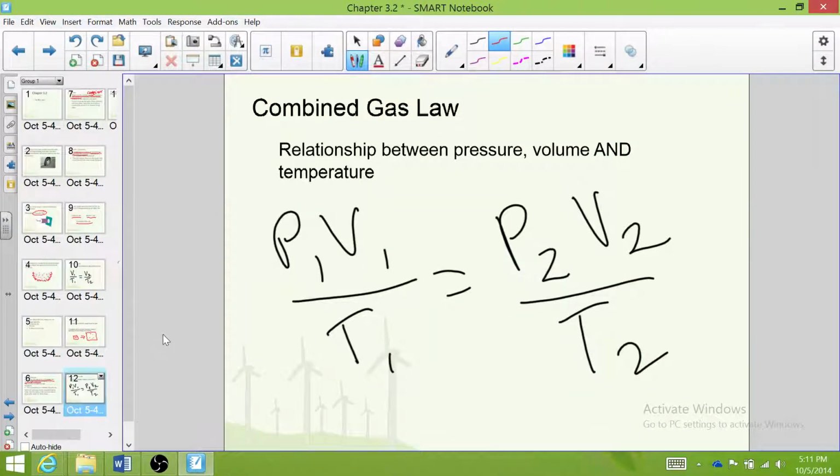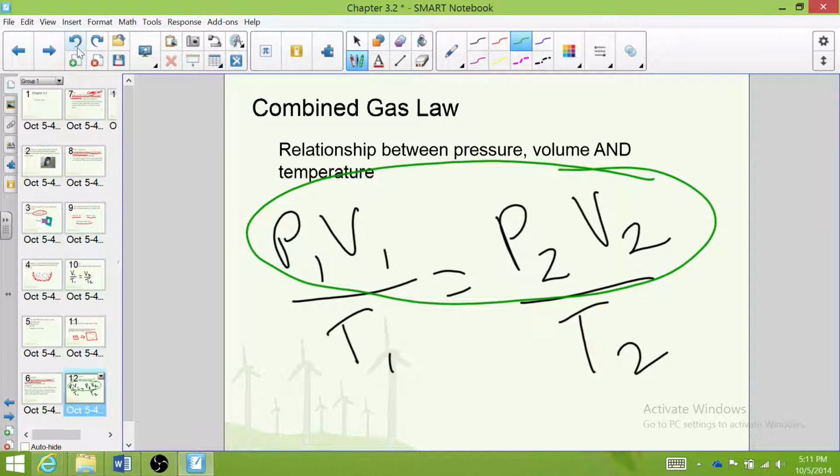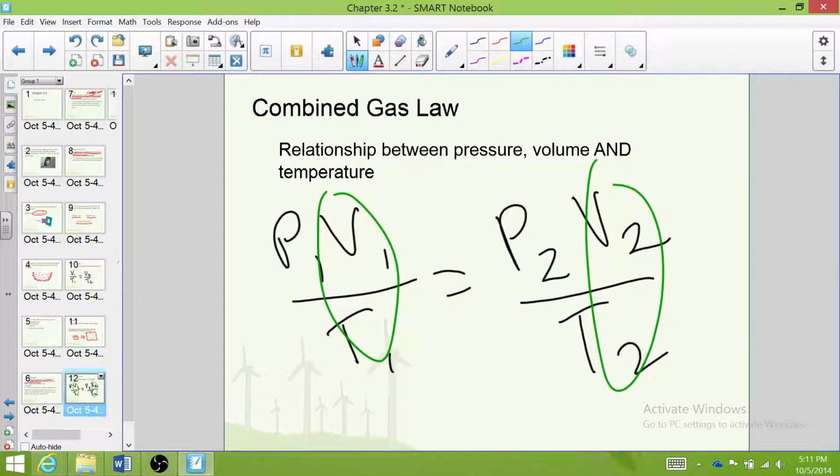The combined gas law tells us the relationship between pressure, volume, and temperature. So all three of these things. And the equation is written P1 times V1 divided by T1 equals P2 times V2 divided by T2. So it's like we have Boyle's law up top, and we have Charles's law in between on both sides. So it's kind of a combination of both Charles's law and Boyle's law, which is why we call it the combined gas law. And let's do a sample problem together just so you can see how you would interpret a problem and figure out which equation to use.